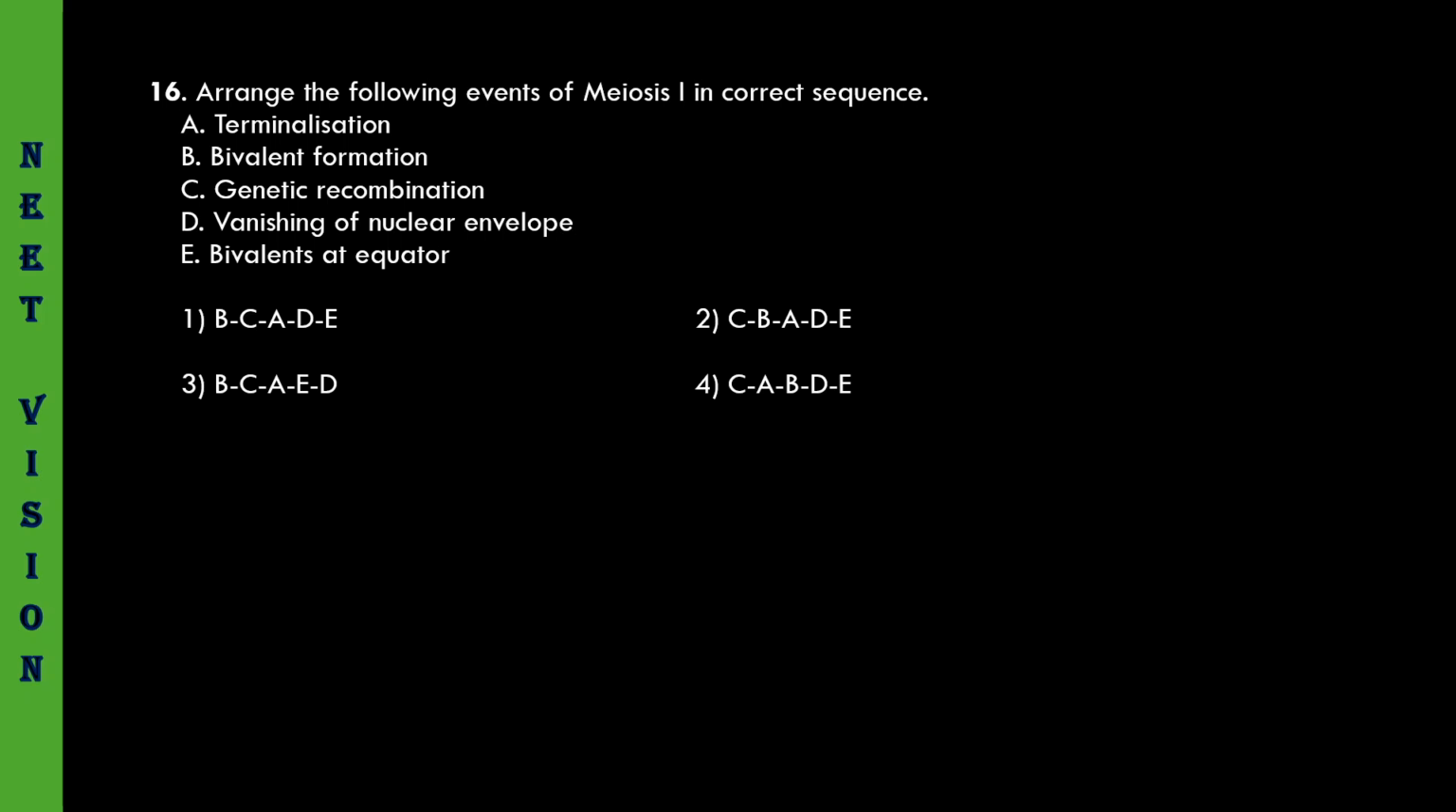So the first event is bivalent formation, B. You have to start with B. Next is C, genetic recombination in pachytene, right, due to crossing over. After B, C comes terminalization, A. After that, vanishing of the nuclear envelope, D. After that, bivalents at the equator, E. So the first option, B, C, A, D, E, must be correct.